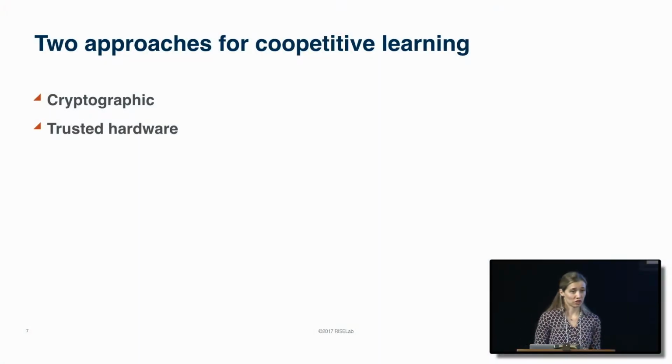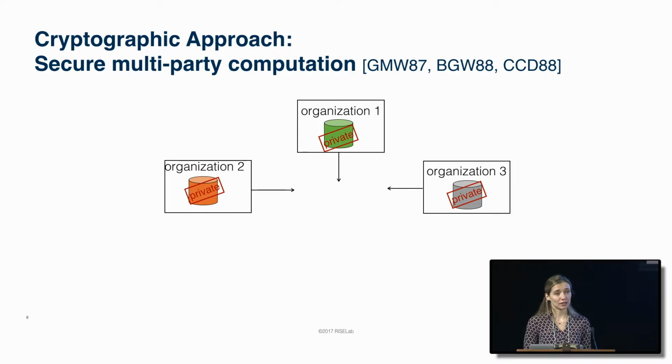So let me give you a sense of how we do coopetitive learning. We take two approaches. One is cryptographic, and one is trusted hardware. It turns out there's a trade-off between them, and there isn't one winner in all cases. It depends a lot on the use case. In the cryptographic setting, we are working in a paradigm called secure multi-party computation. This paradigm has existed for 30 years, and in all these 30 years there's been so much progress in faster and faster schemes, and the progress is really admirable.